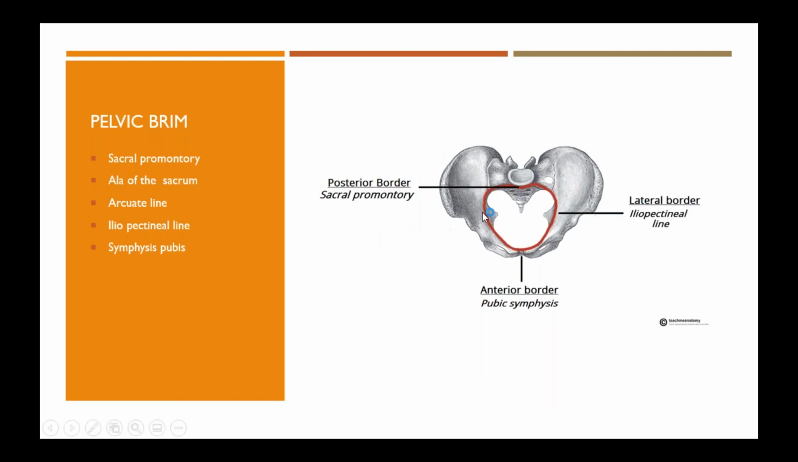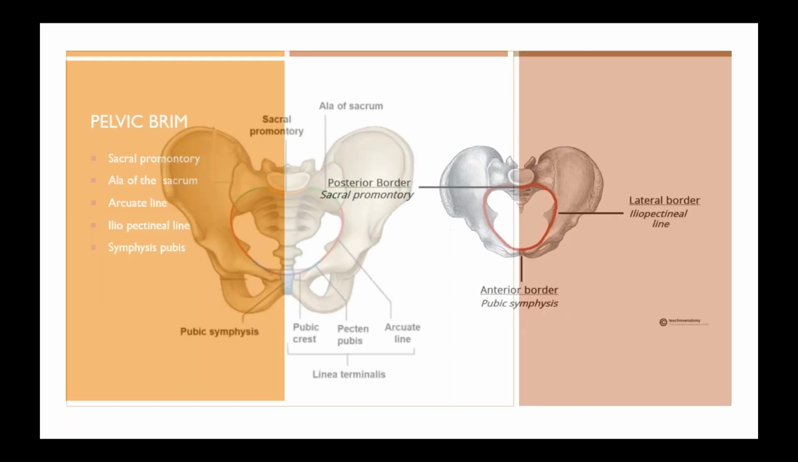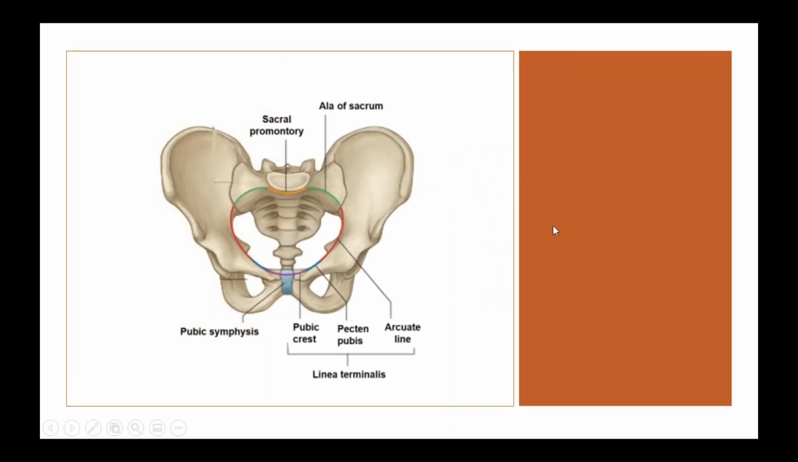How about the pelvic brim? It consists of the sacral promontory, the ala of the sacrum, the arcuate line, the iliopectineal line, and the symphysis pubis. Here you can see that the linea terminalis is made up of the pubic crest, the pecten pubis, and the arcuate line. And you can see this entire colorful thing is the pelvic brim.